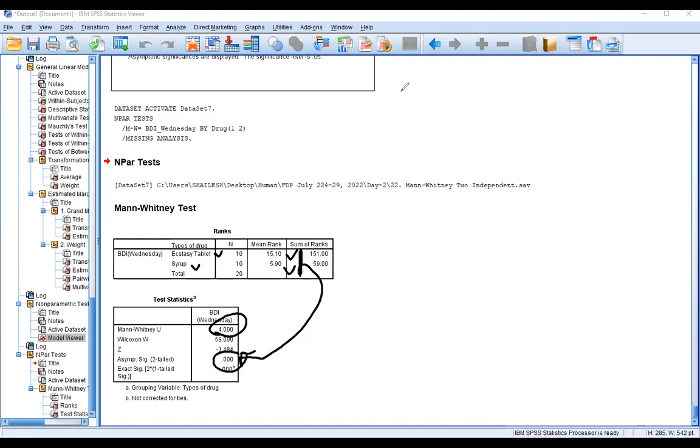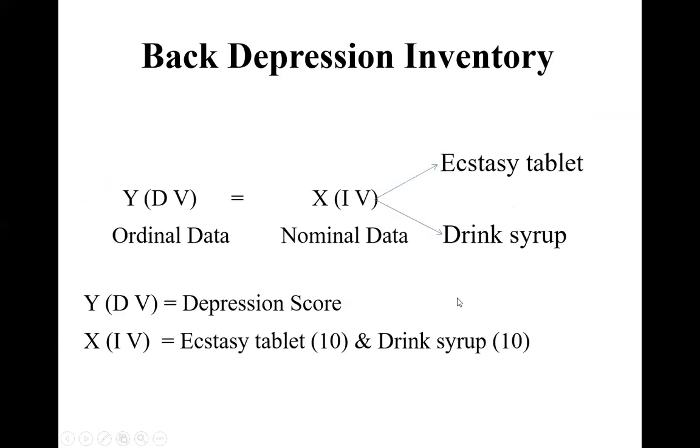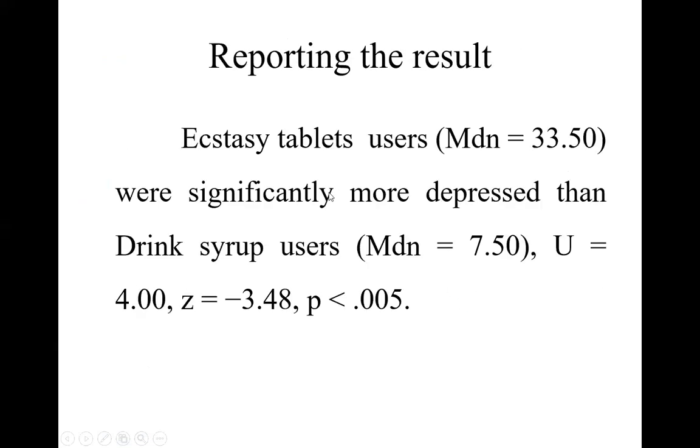Now the question is how to report the result of this test. You can see the Mann-Whitney test: the ecstasy tablet users' median value was significantly more depressed than the syrup users' median value. So U equal to 4, Z equal to -3, and the p value.